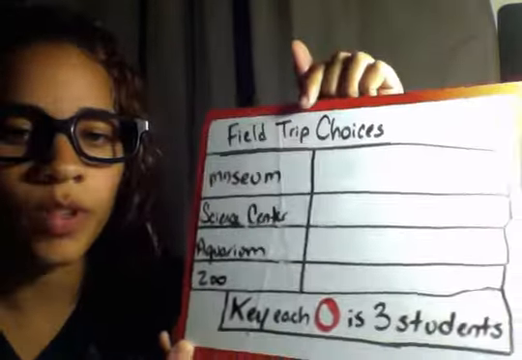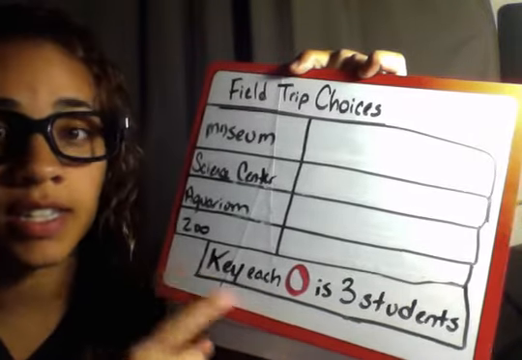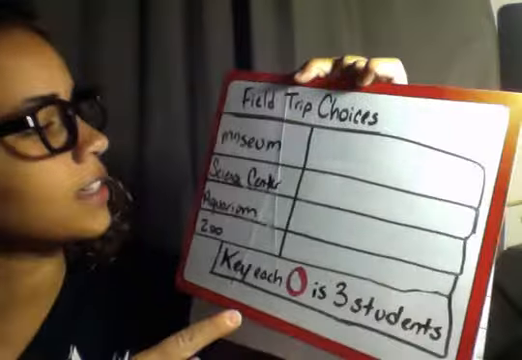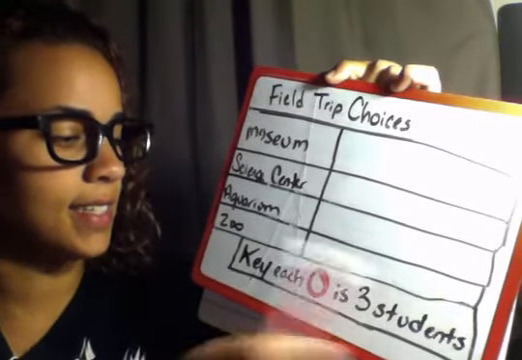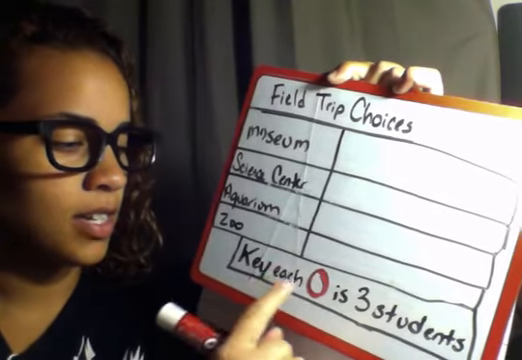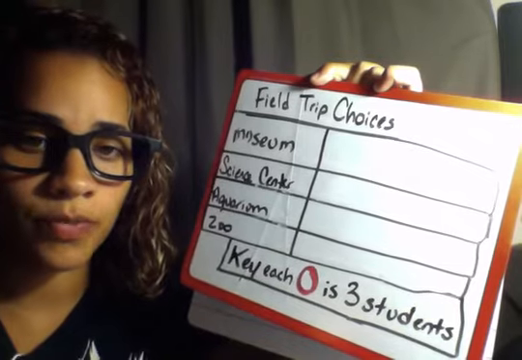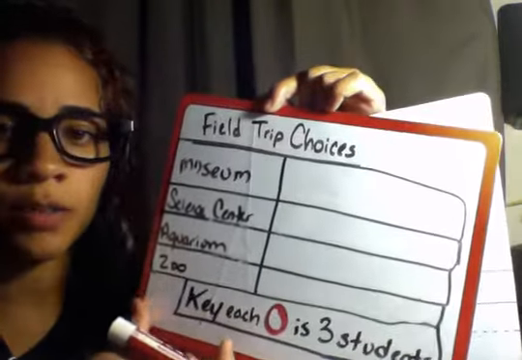So we're going to try to fill this in. Don't forget the key. The key is super duper important. Don't forget the key. The key is the answer to all. Okay? Alrighty then. So in my key it says each red circle is 3 students. Right? Each circle is 3 students. Well, help me fill this in.